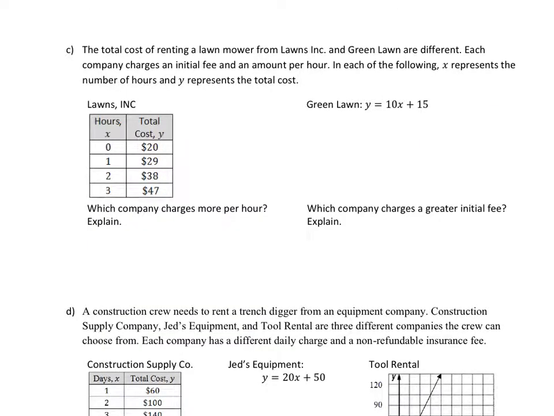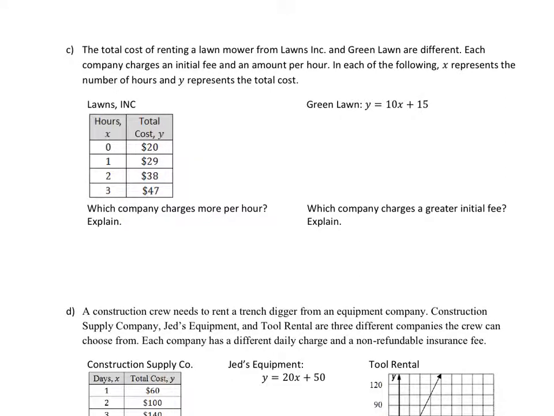Let's put some context to it. The total cost of renting a lawnmower from Lawns Incorporated and Green Lawn are different. Each company charges an initial fee and an amount per hour. In each of the following, x represents the number of hours and y represents the total cost. Which company charges more per hour, and explain. Also, which company charges a greater initial fee, and explain. So we need to find the slope and y-intercept again for both of these.